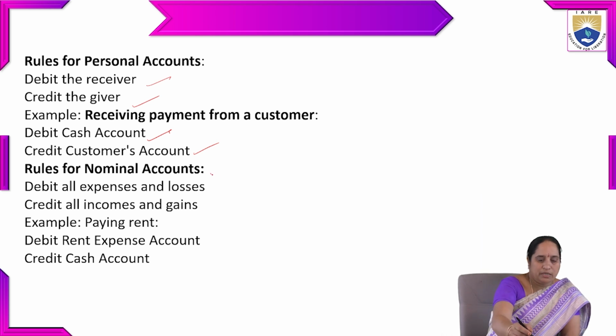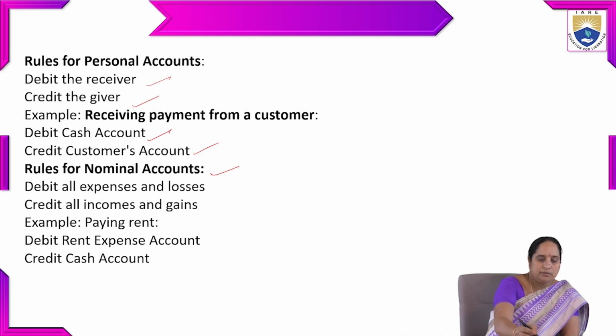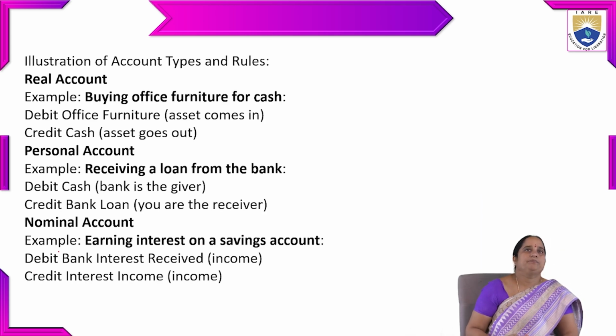Then rules for nominal accounts: debit all expenses and losses, credit all incomes and gains. Example, paying rent. Rent is an expense. As a result, we have to debit rent expense account. And how we paid the rent, that is in the form of cash. As a result, credit cash account.